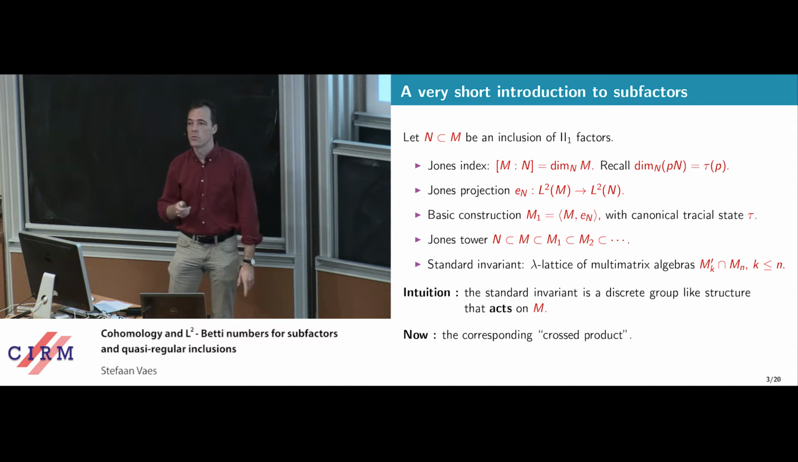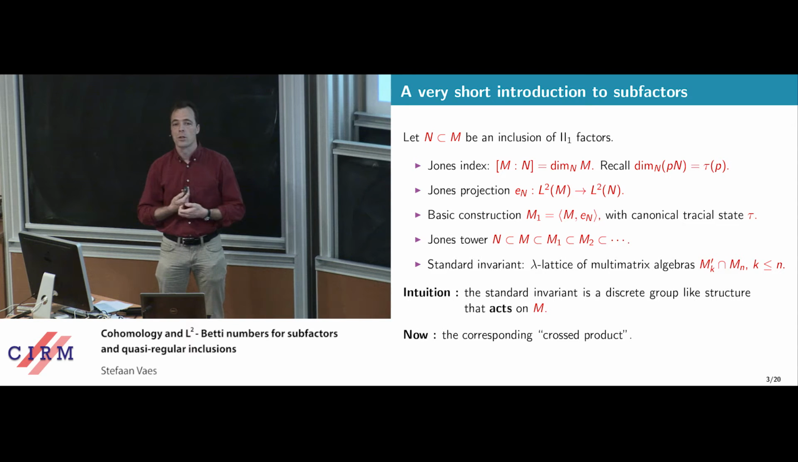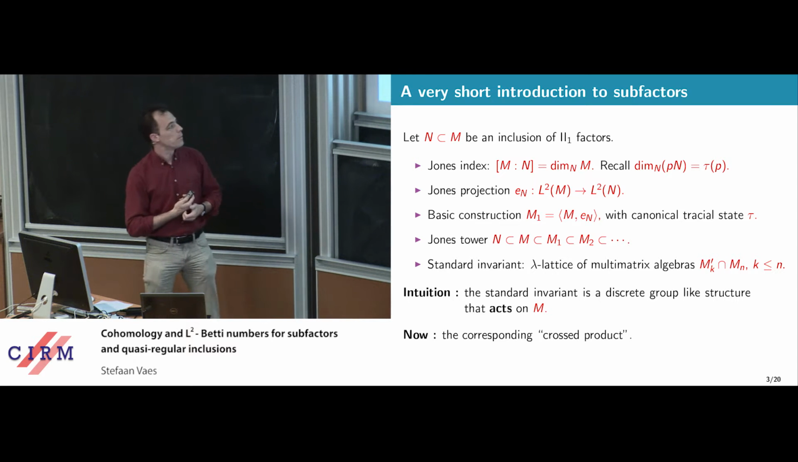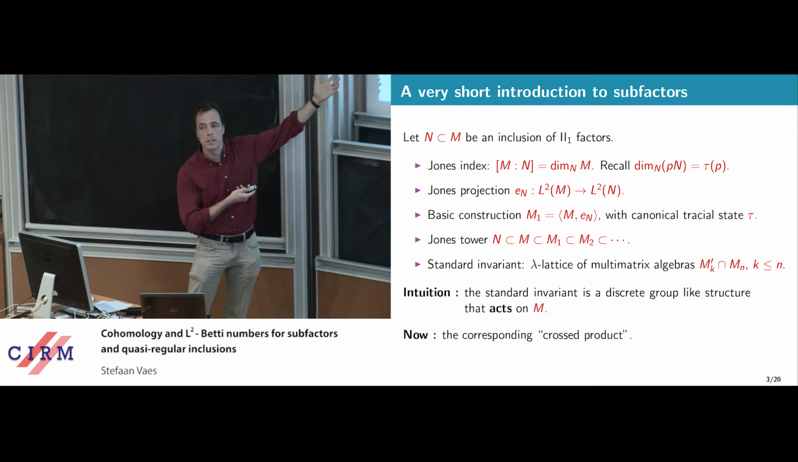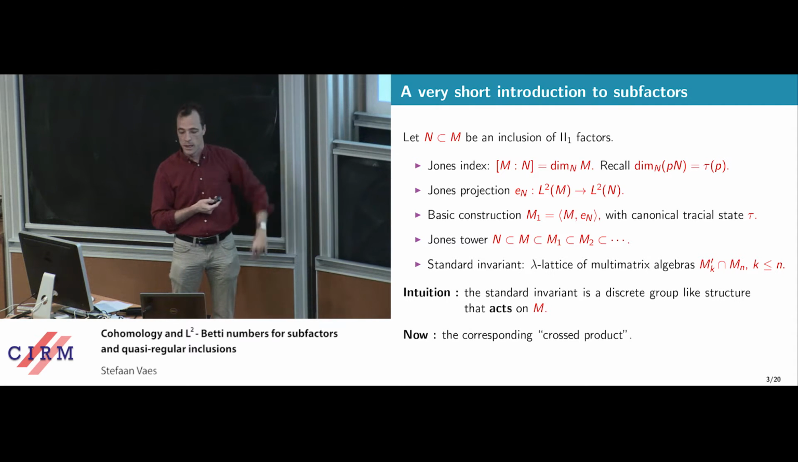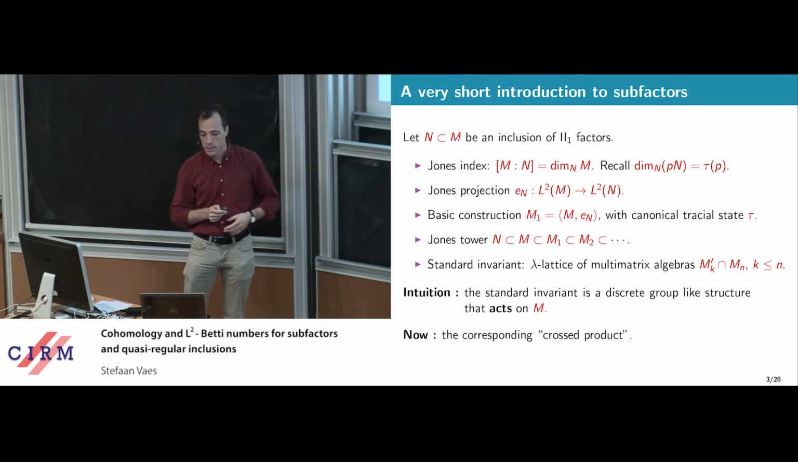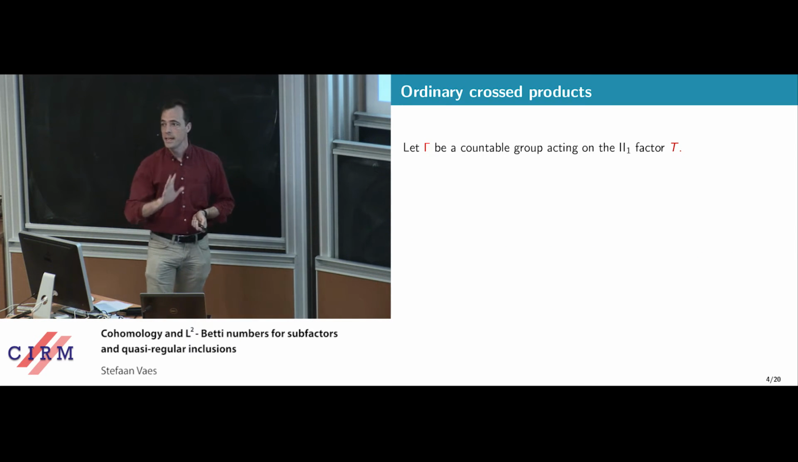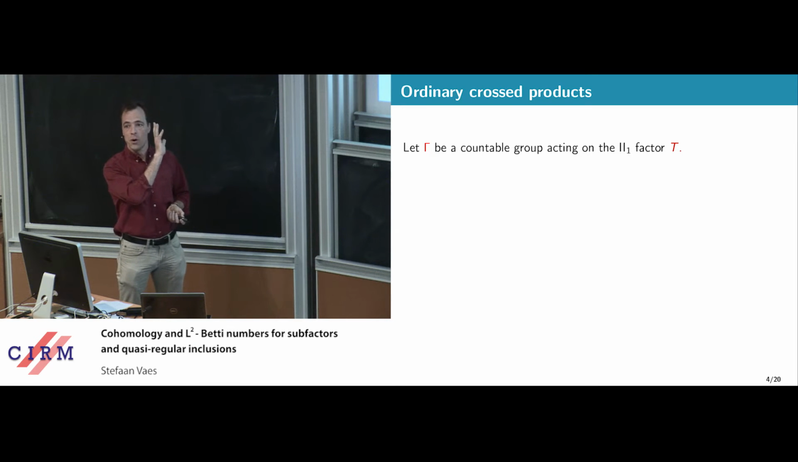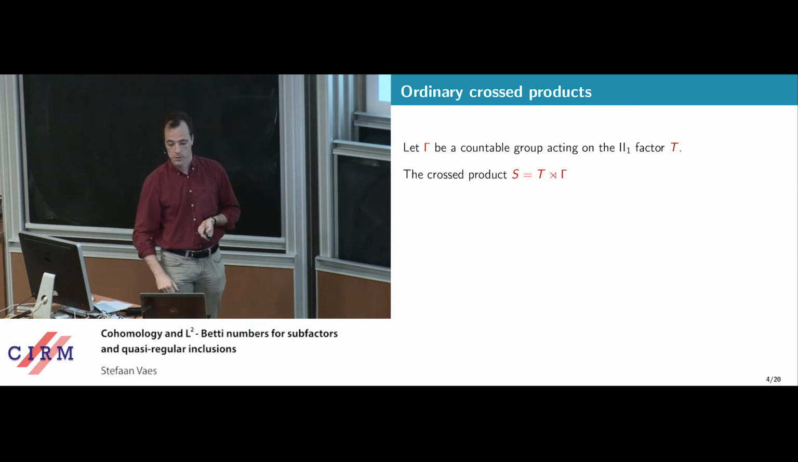And then the basic tool to define cohomology and L2 invariants will be to consider a kind of corresponding cross-product construction. Now, to make this very clear, and this will be extremely basic, let me just say what my picture of the ordinary cross-product is. So just a countable group acting on a II_1 factor T.